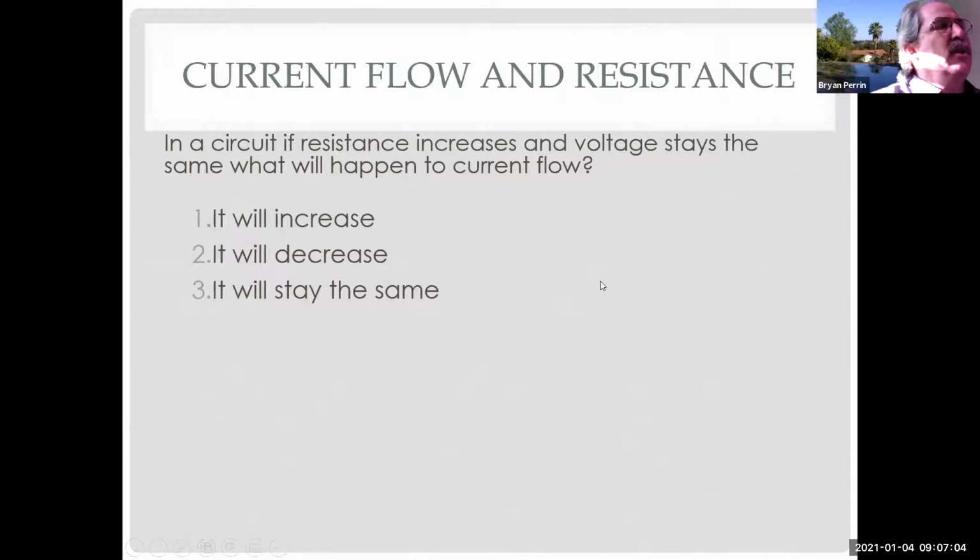So in a circuit, if resistance increases and voltage stays the same, what will happen to current flow? Goes down. So number 2, it decreases. Mm-hmm. You got it. See, you all thought this was going to be hard.